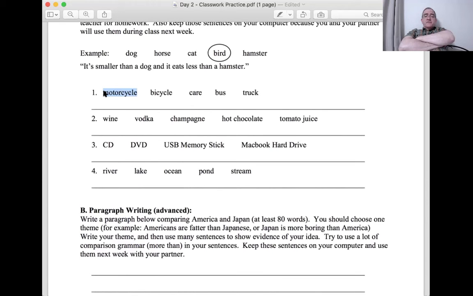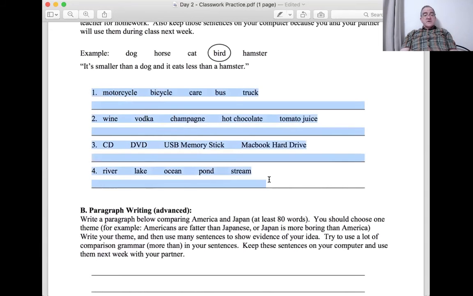but, oh, I'm having trouble here. Motorcycle is more dangerous than a car, and okay, bigger than a bicycle. That's good. More dangerous than a car, bigger than a bicycle. And so the answer is motorcycle, because motorcycles are dangerous. Now don't use that sentence, make your own. I want you to make 4 sentences, okay?